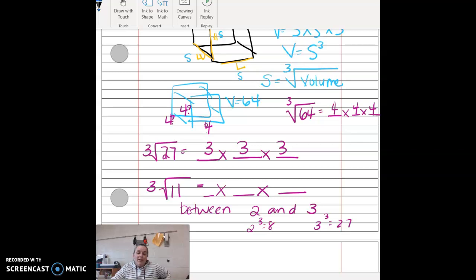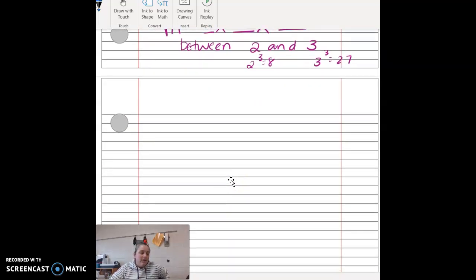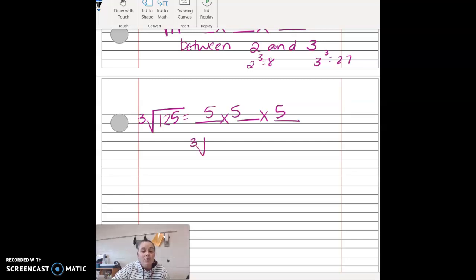I think at this point there is a worksheet that we can do, but let's do one more example here. Like this, the cube root of, let's try 125. Well, is there a number you can multiply by itself 3 times to get 125? 5 times 5 times 5 is 125. So the cube root of 125 is 5, because 5 times 5 times 5 is 125.